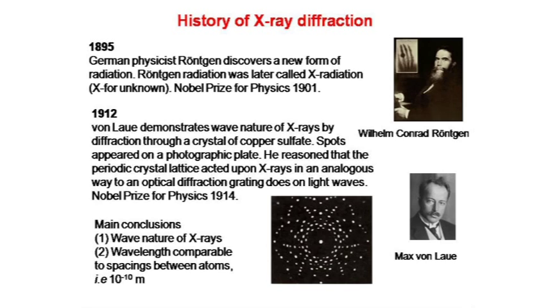The main conclusions from von Laue's work were that crystals were acting upon X-rays in the same way that a diffraction grating does on visible light. So we're seeing a diffraction phenomenon occurring. And in order to do that, the wavelength of the X-rays has to be similar to the spacings between the atoms. And this is the first, if you like, physical evidence of the interatomic spacings of the crystal.